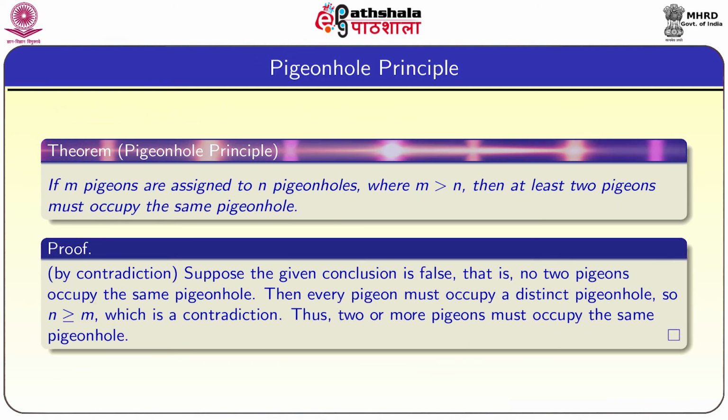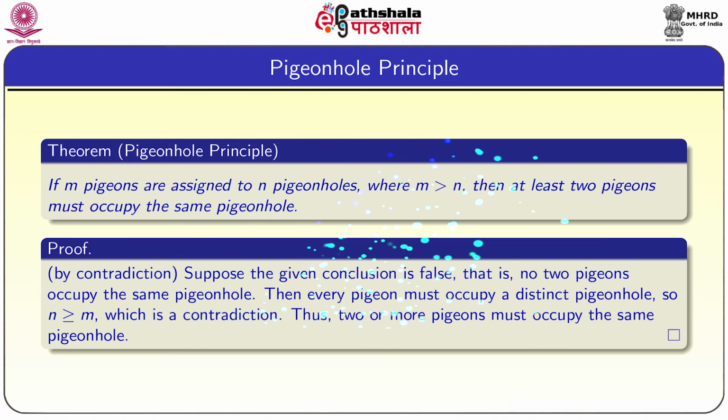Now, before going to the next result, we are going to state one principle called the pigeonhole principle. What this pigeonhole principle says is, if m pigeons are assigned to n pigeonholes, where m is greater than n, then at least 2 pigeons must occupy the same pigeonhole. It is easy to understand: if pigeonholes are fewer than the pigeons, then automatically one pigeonhole has to contain at least 2 pigeons. So, we will prove it.